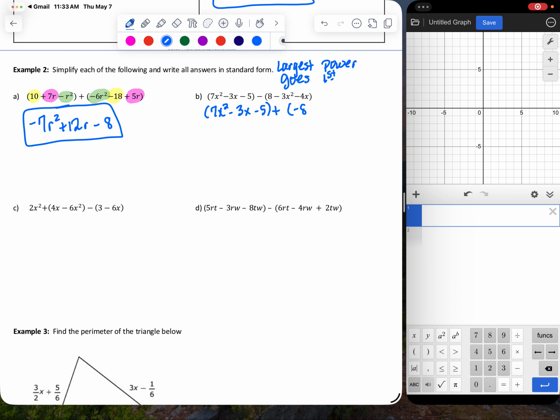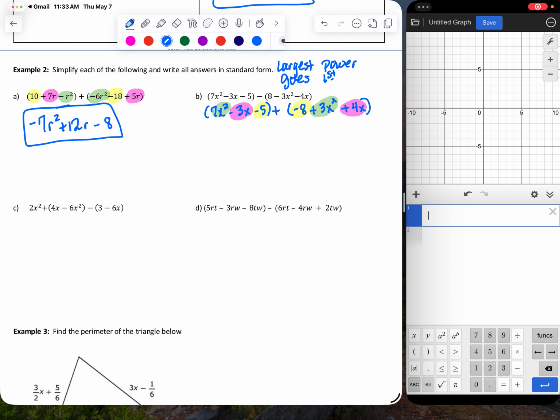So this would become negative 8, positive 3x squared, and then positive 4x. All right, now let's identify our like terms. In my first parenthesis, my largest power is 7x squared, and that would be combined with the 3x squared in the other parenthesis. My next largest power is the negative 3x, and that would be combined with the positive 4x. And then my final one would be my constant terms, negative 5 and negative 8.